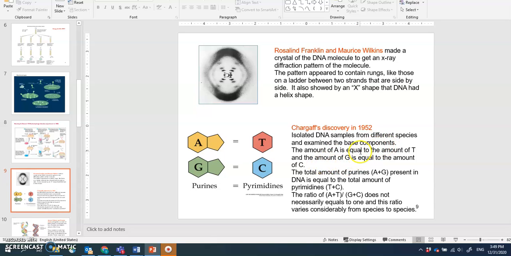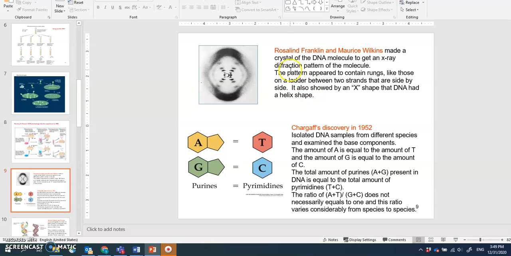What they found was, regardless of where the DNA was isolated, the total amount of purine bases, which are adenine and guanine, is the same as the total amount of pyrimidine bases, which are thymine and cytosine. Purines are double-ring structure nucleotides, and pyrimidines are single-ring structure. Somehow the amount of purines is the same as pyrimidines. That was another important finding, giving some hint about the DNA structure.